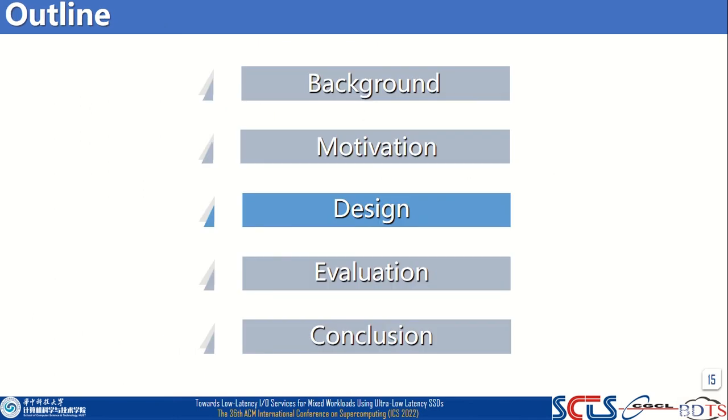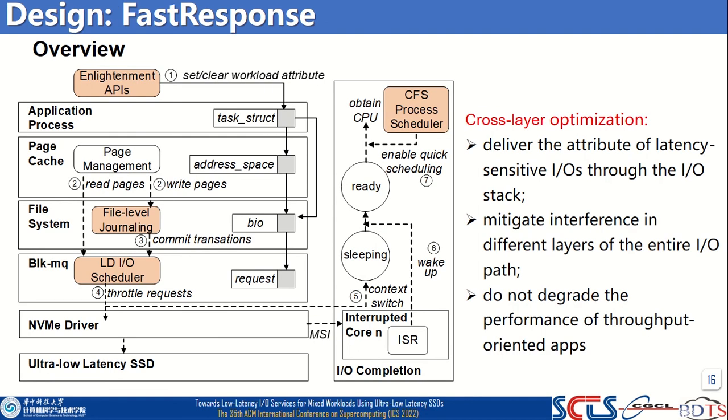Next, we talk about our detailed design. In order to solve the above problems, we propose FastResponse, a holistic approach for improving the performance of latency-sensitive workloads using ULL SSDs. It can deliver the attribute of latency-sensitive IOs through the IO stack, mitigate interference in different layers, and doesn't degrade the performance of throughput-oriented applications much.